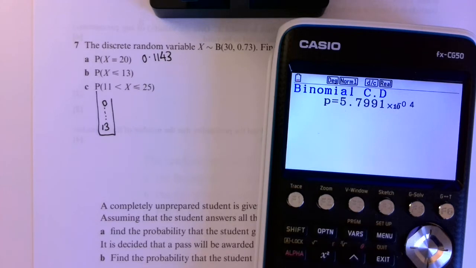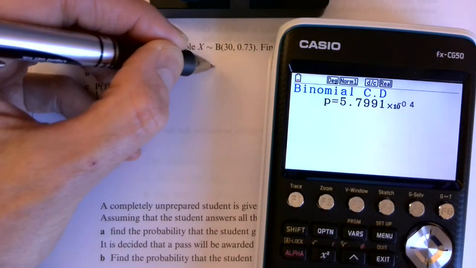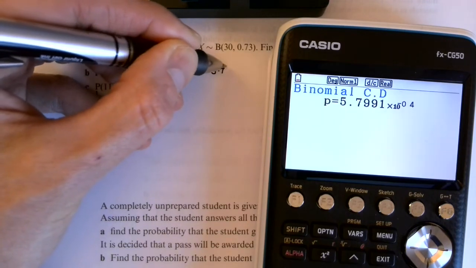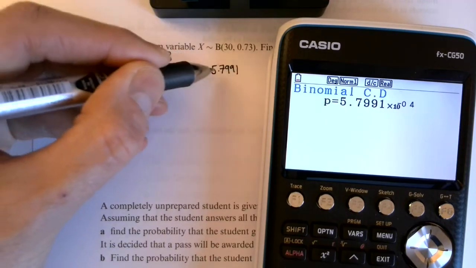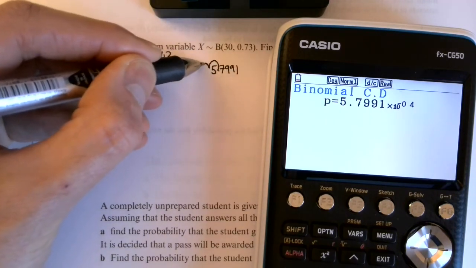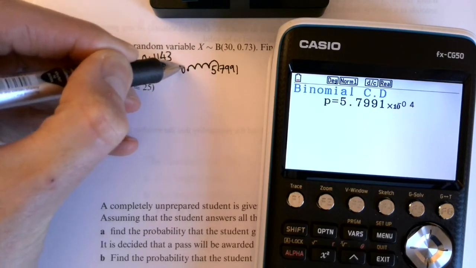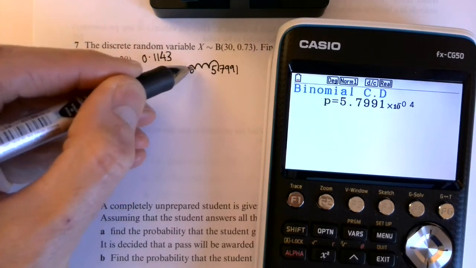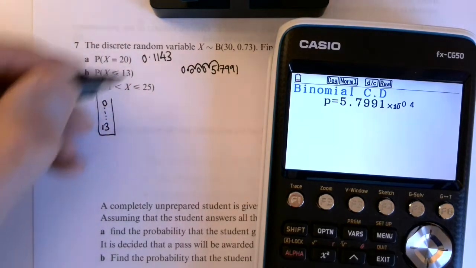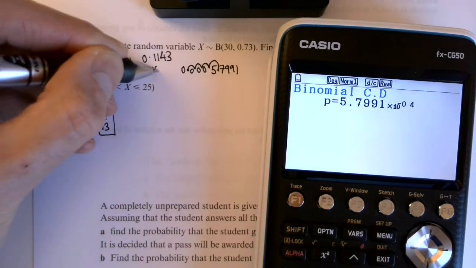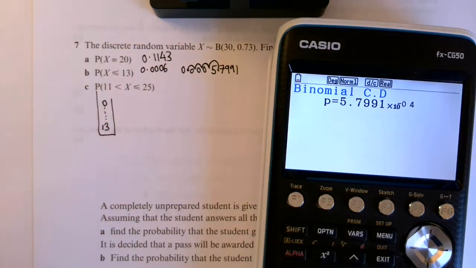So this is a tiny number, so I'm going to convert it. So that's 4 jumps backwards: 1, 2, 3, 4. So this is 0.0006 if I round it to 4 decimal places.